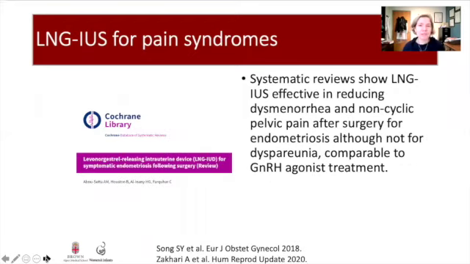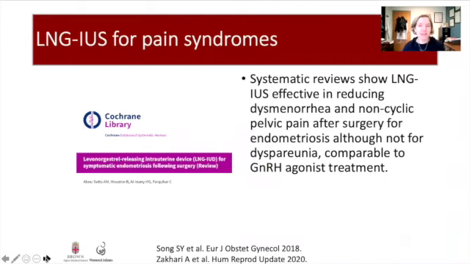For patients undergoing surgery for endometriosis, it is recommended that they often go on a suppressive therapy post-operatively for at least 6 months, sometimes up to a year or more, to prevent recurrence of endometriosis. Patients can opt for several treatments post-operatively, including continuous combined oral contraceptive pills or GnRH agonists. But the levonorgestrel IUS has also been shown to be an effective option in systematic reviews in reducing both dysmenorrhea and non-cyclic pelvic pain, and it has been shown to be equivalent to GnRH agonist treatment.